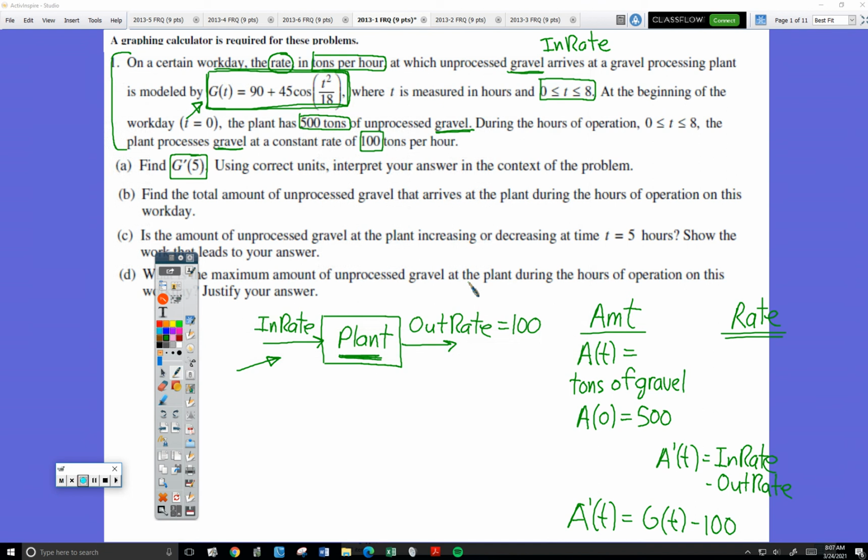Okay, find the total amount of unprocessed gravel that arrives. We don't care about how much is already there. We don't care about how much is leaving. During the hours of operation, which are 0 to 8. So if I integrate G of T, which tells me in tons per hour how fast gravel is arriving, from 0 to 8, that will tell me how much has arrived during those 8 hours. So that's all I have to do.